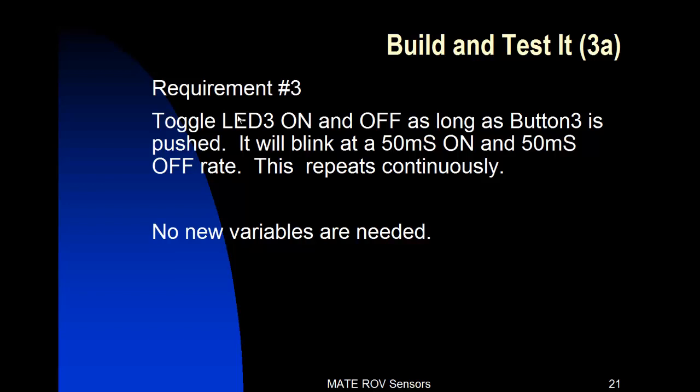And this should be a simple statement where you go in and you test the condition of button 3, and if it is being pushed, you'll turn on LED 3 for 50 milliseconds, then turn it off for 50 milliseconds, and then complete the command and wait for the loop to come back and check again.